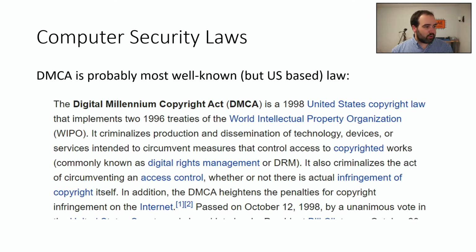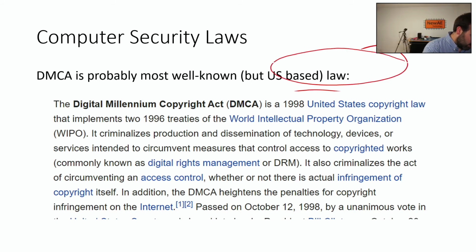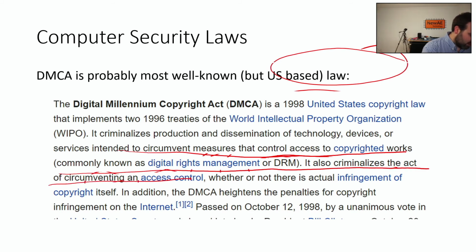The DMCA is probably the most well-known. This is a US law, and it basically made it illegal to circumvent what we would call digital locks, that is, measures that control access to copyrighted works. Circumventing them becomes an illegal act itself. So just breaking the lock was illegal, regardless of what that lock's protecting.